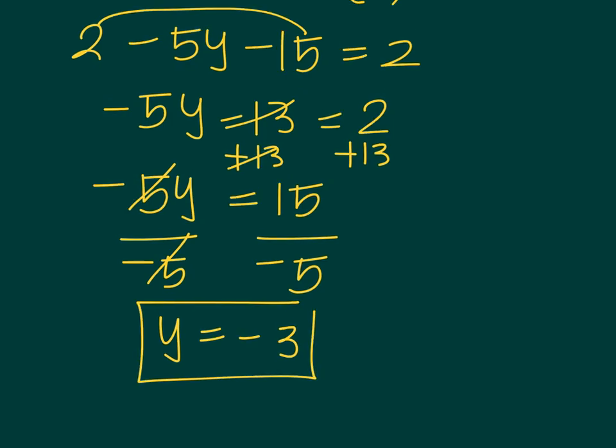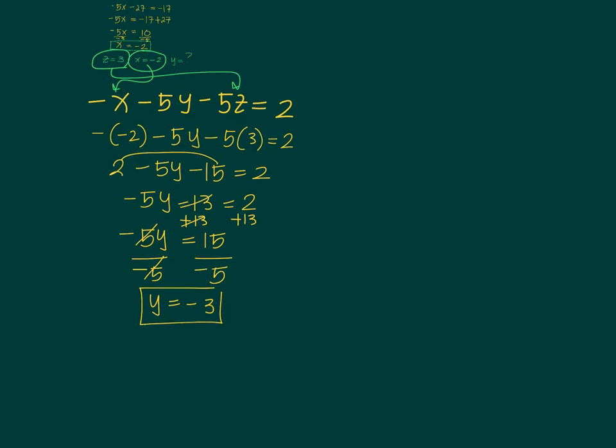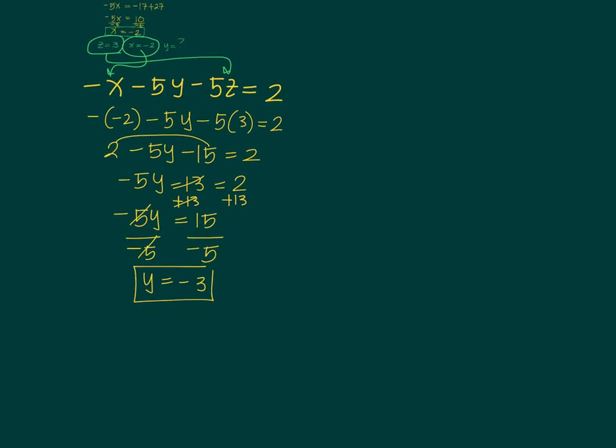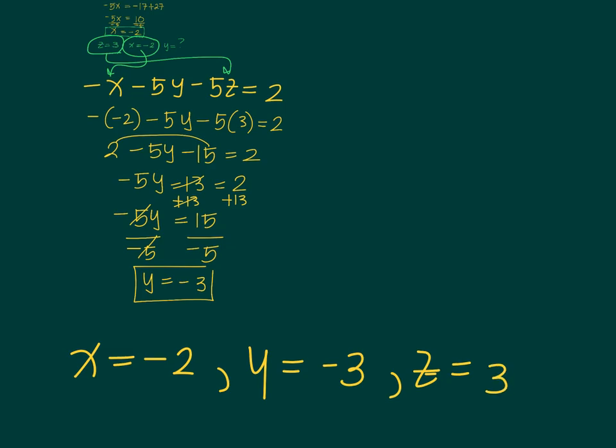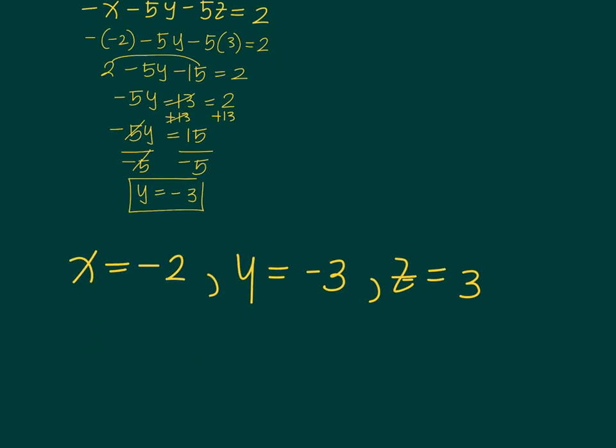So to write all the solutions, we have x equals negative 2, y equals negative 3, and z equals positive 3. Or in other form, you have negative 2 as your x, negative 3 as the y, and positive 3 for the z. So you can write it as a point.